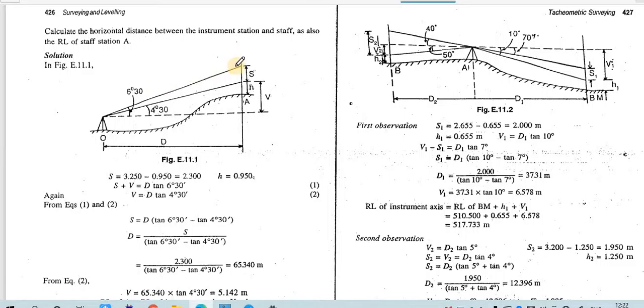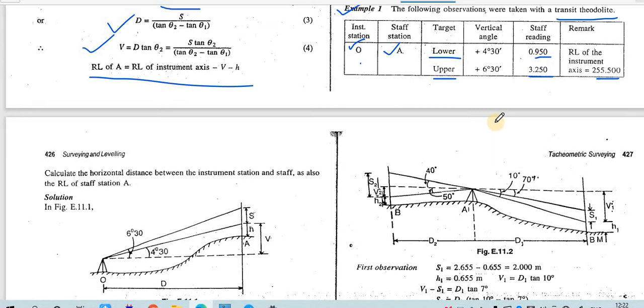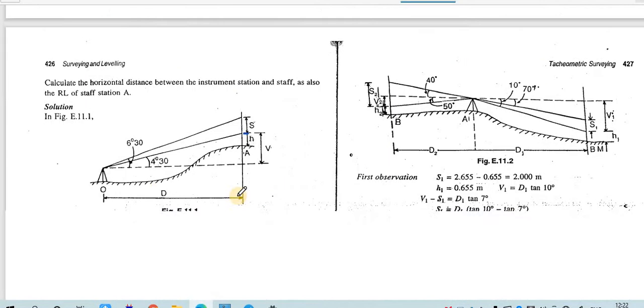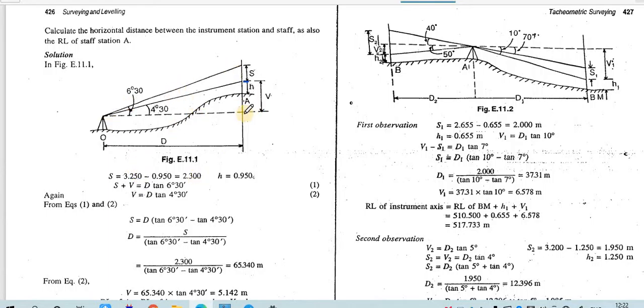Okay, so this will be the diagram. The first point is coming at this point. The lower point is at an angle of 4 degree 30 minutes. The upper one is at an angle of 6 degree 30 minutes. So based on your formulas we can derive. Now you can see that we have already marked the notations. From the bottom to this point it is H. From here to here, the difference between these two readings will be S. And from the bottom to the instrument axis, the height is V. Now you can use your formulas based on this diagram only, and you can calculate your horizontal distance.